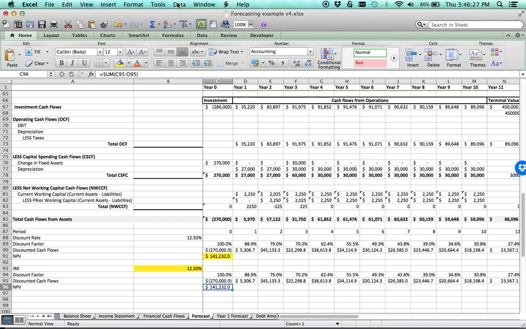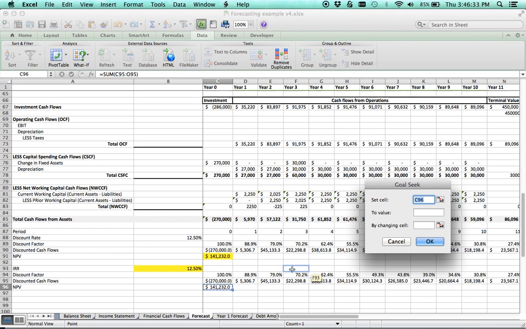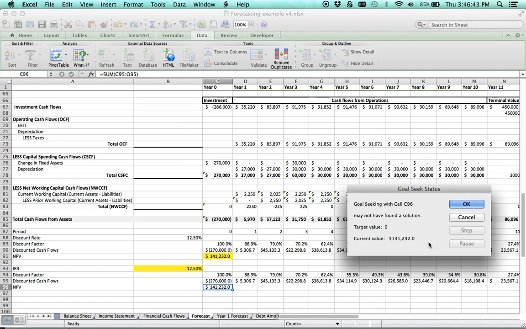Why is that not doing that? Oh well, there it is. I'll just do it that way. Go what if, goal seek. And we want to set cell C96 to 0 by changing the value of the discount rate. So it calculates through.